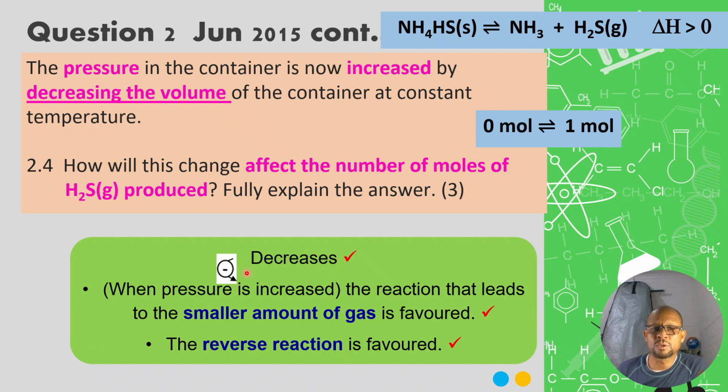Remember, for this question, negative marking will be applied here. So if you make a mistake in the first part of your answer, then the examiner is not going to look at the second part. So think carefully and work it out carefully to decide between whether it's going to increase or decrease.